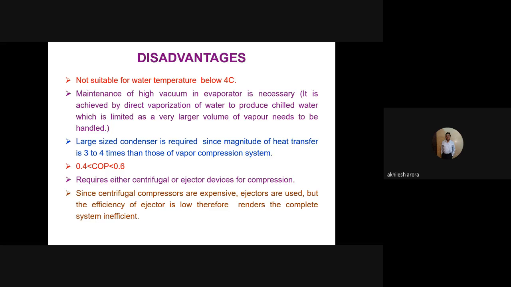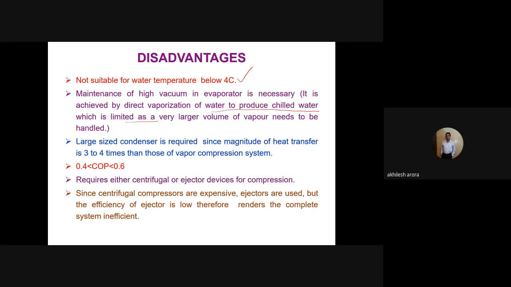Now, what are the disadvantages? Not suitable for water temperature below 4 degrees Celsius. Maintenance of high vacuum in the evaporator is necessary. As I told you, at low temperature we are actually evaporating the water, so that means the pressure is below atmospheric pressure. And it is achieved by the direct vaporization of the water to produce chilled water, which is limited as a very large volume of vapor needs to be handled.